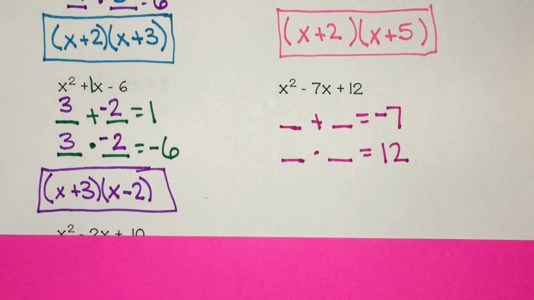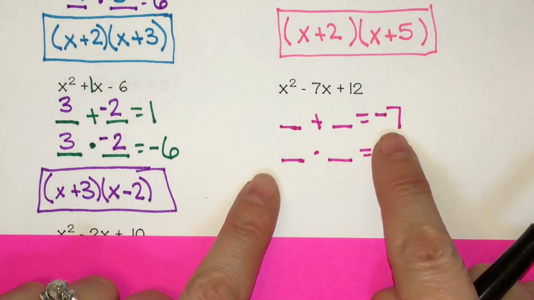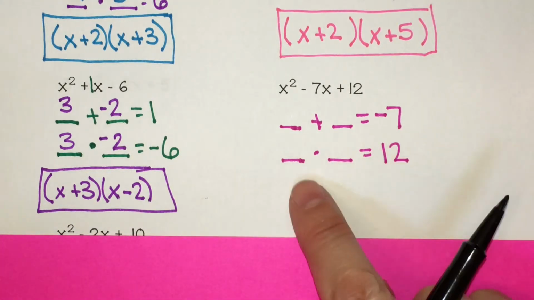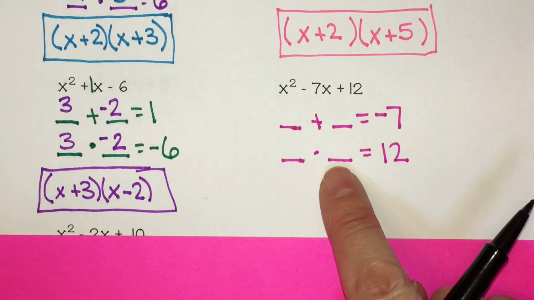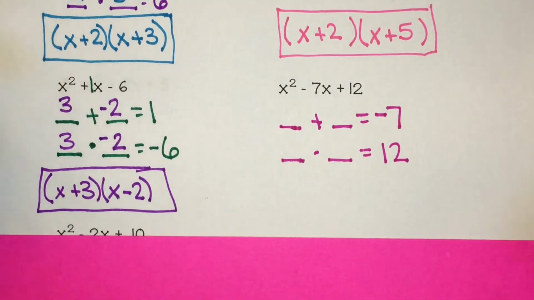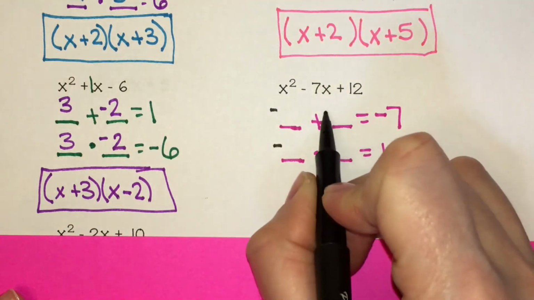Okay, so they multiply to equal a positive, but they add together to equal a negative, meaning I know I have to have negatives in there. If I have negatives involved, the only way to multiply them together to equal a positive is if they were both negative. So both of my numbers are going to be negative. I know that.